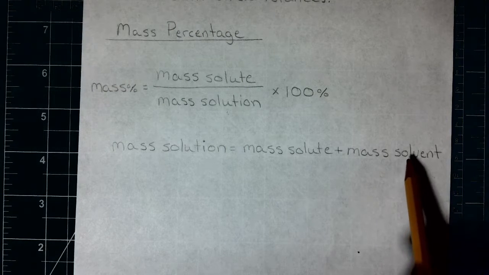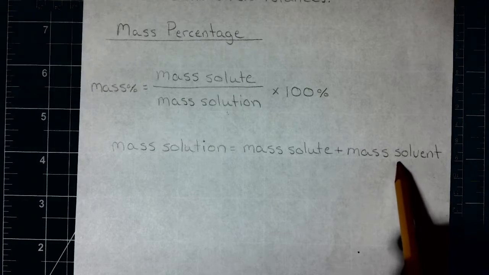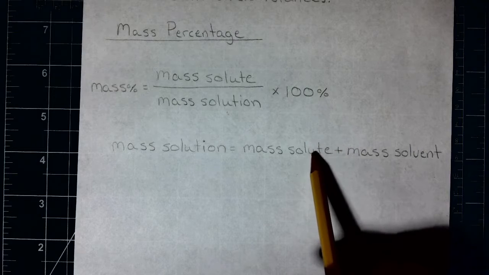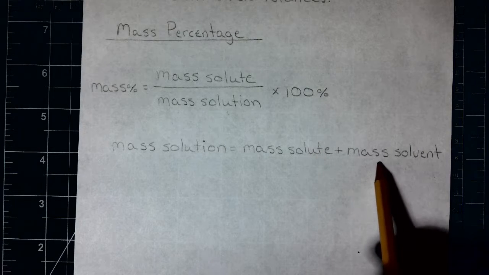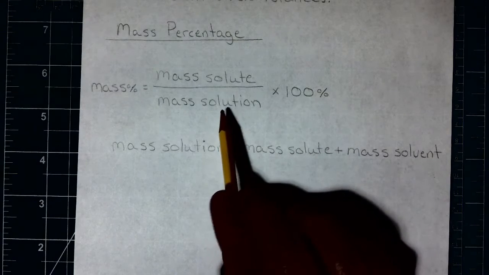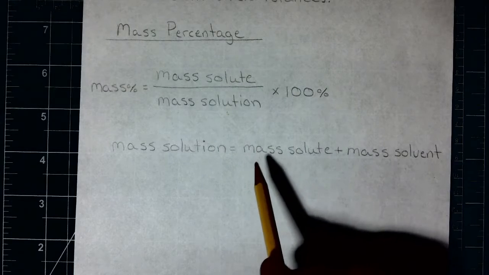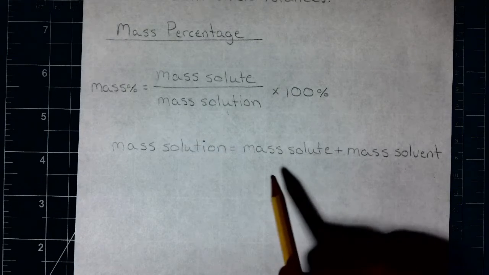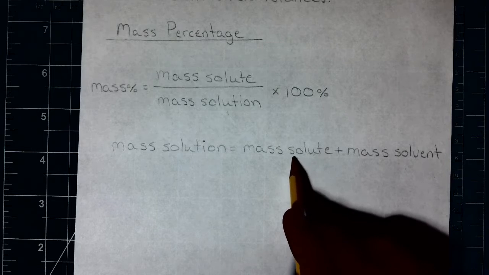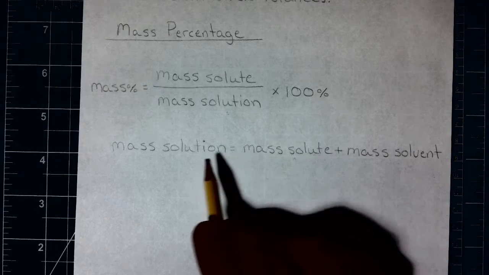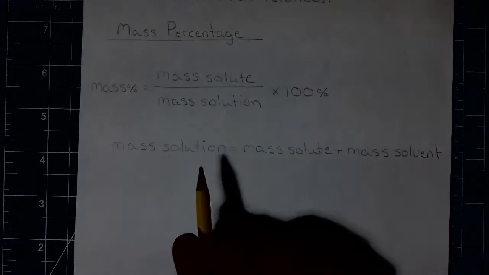While it's often true that when there's much more solvent than solute, the mass of the solvent is equal to the mass of the solution, it is often not the case, and we need to account for the mass of the solute when we consider the mass of the solution.